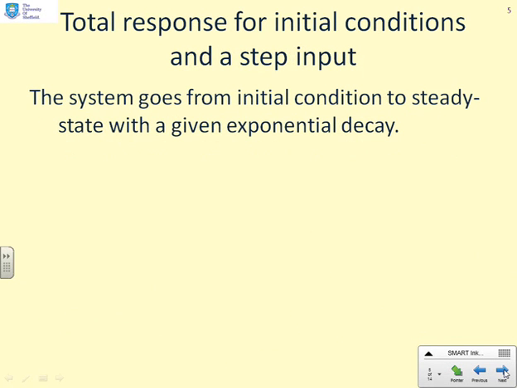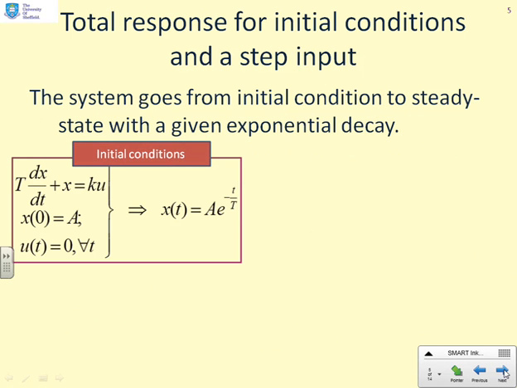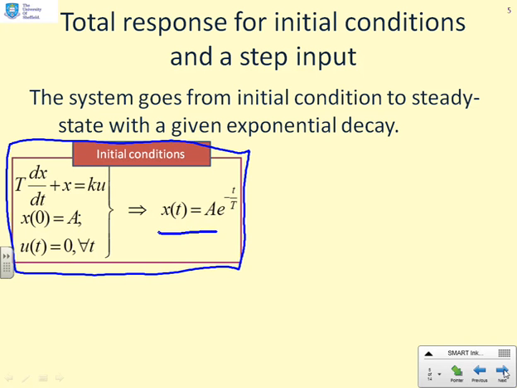So here we go. The system goes from an initial condition to a steady state with a given exponential decay. And what we want to work out is exactly how it does this. Well, this box shows you what was covered in video 1. If you have non-zero initial conditions but a 0 input, how does the system behave? And you remember we got this behaviour: x of t equals A e to the minus t over capital T, where A was the initial condition and capital T the time constant.